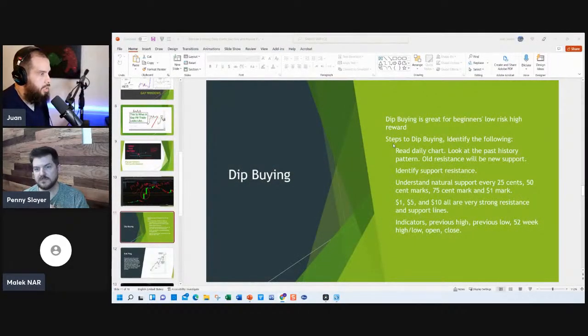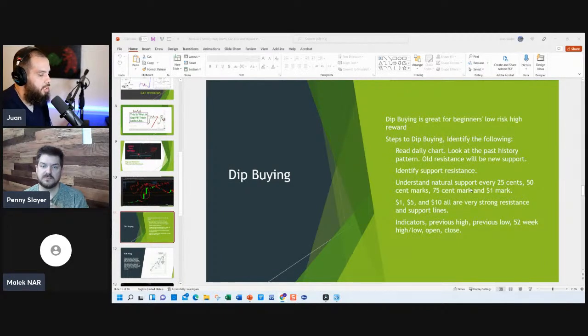So that's dip buying. Dip buying is great for beginners. There's low risk, low reward. But you have to understand the chart and know where support is. Look at past history pattern. Old resistance will become new support. Identify areas of support and resistance. Understand also that there's natural support, like every 25 cents, every 50 cents, every 75 cents, every dollar mark, which usually acts as support, right?